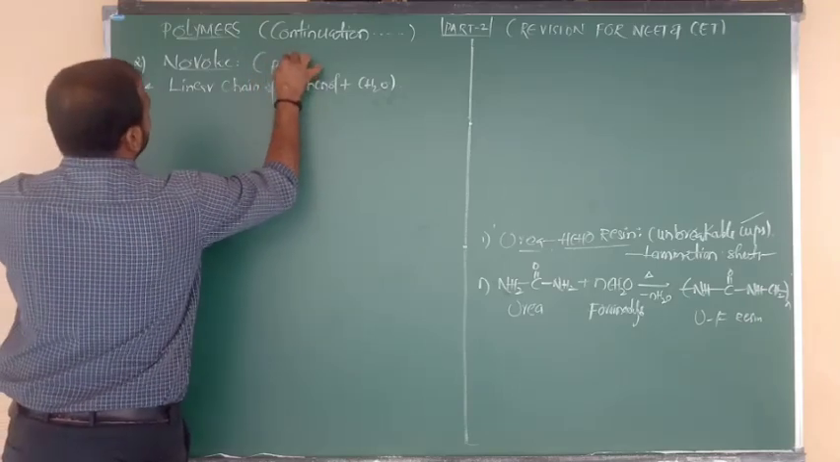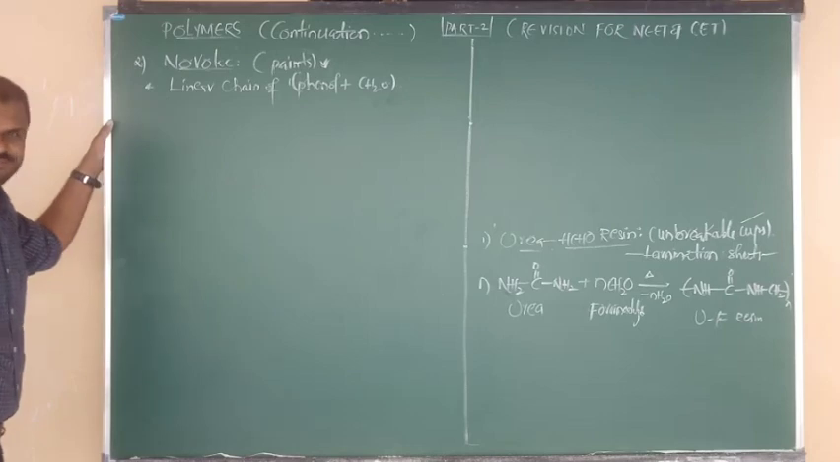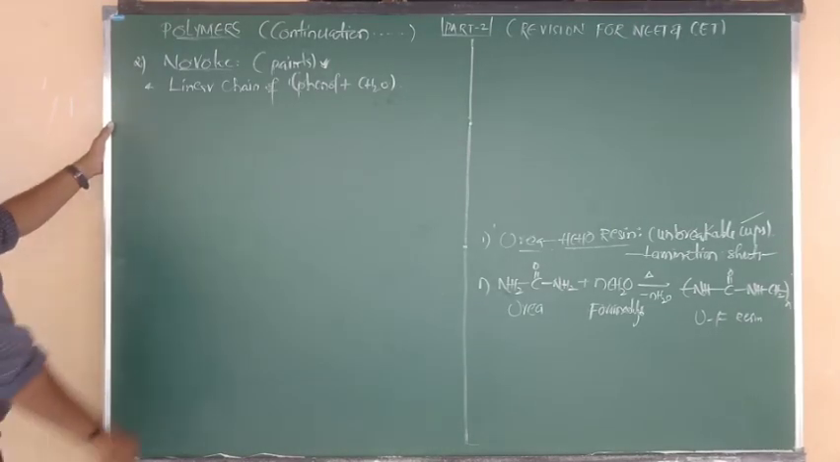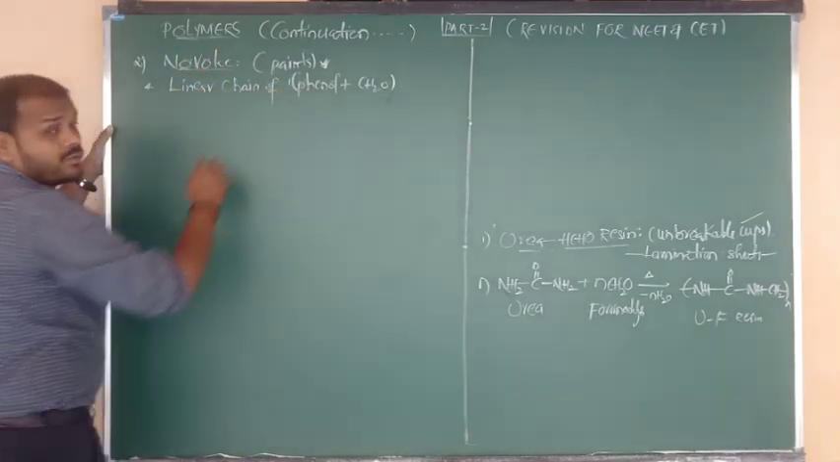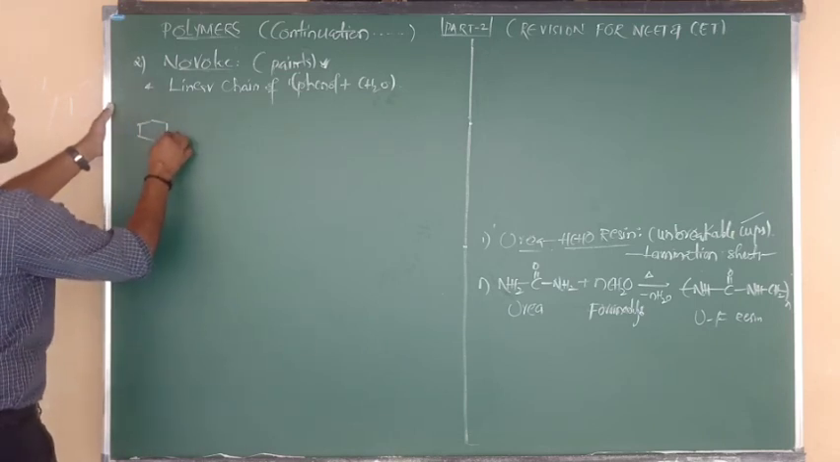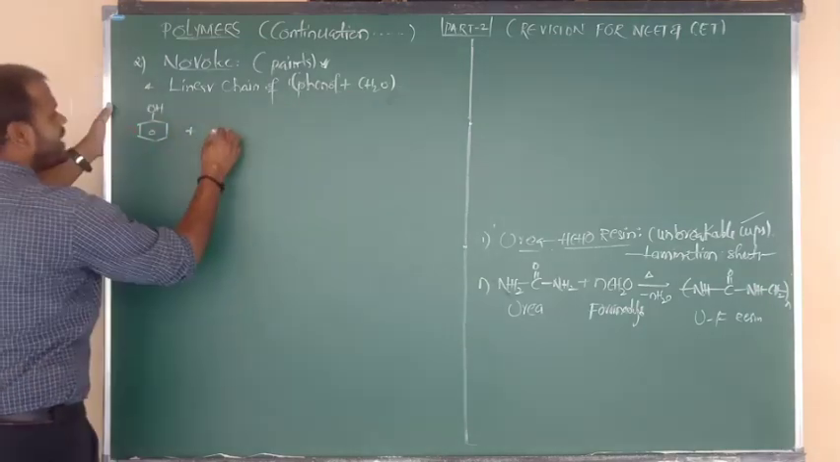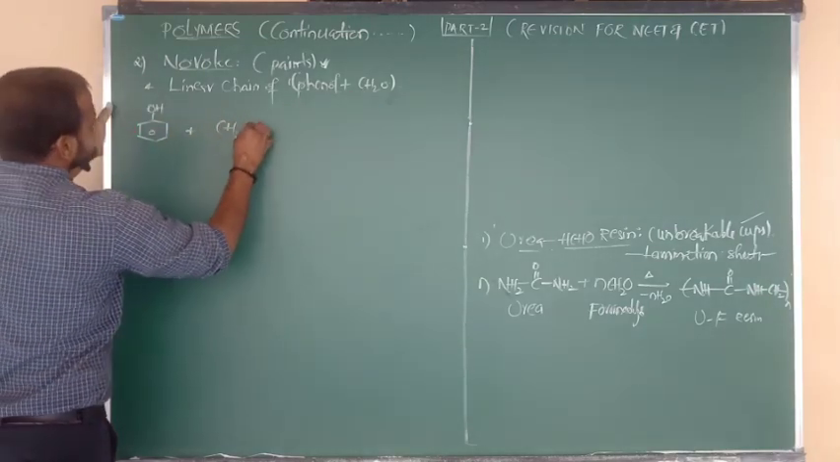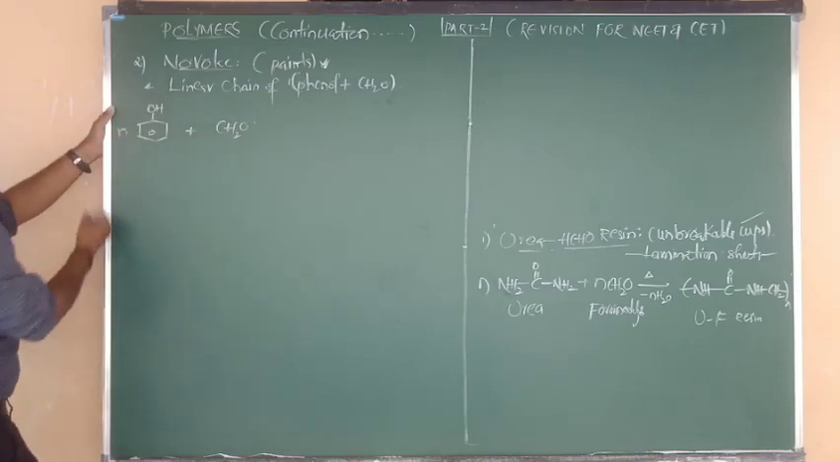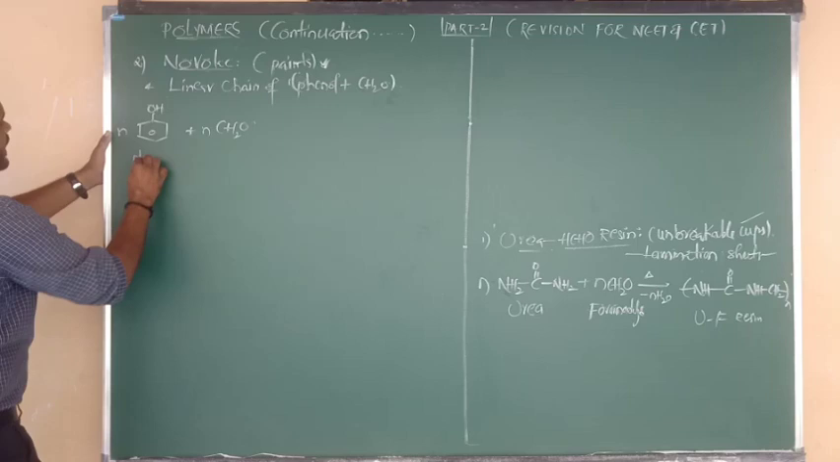So what is the use of Novolac? Important question, and repeated. It is used in making paints, in painting preparation. Good. Now what is the first monomer, beta? Phenol: benzene bonded to OH. What is the next monomer? Formaldehyde, I am going to write the formula CH2O. Let me take first of all n moles of phenol and n moles of formaldehyde.